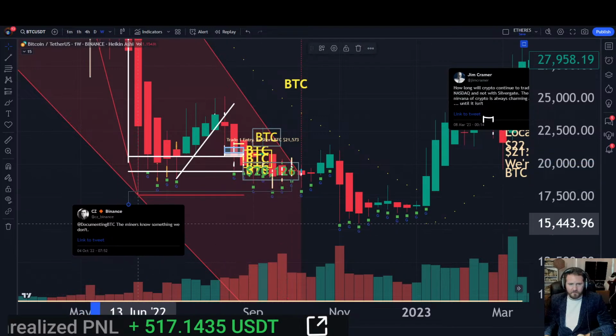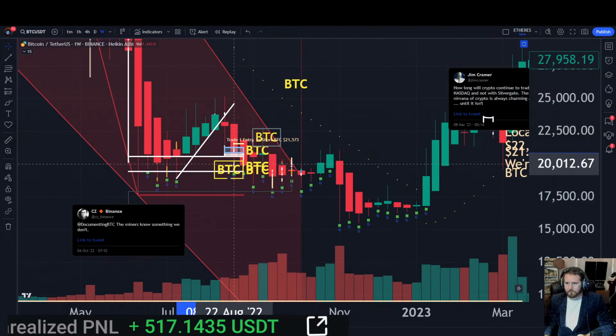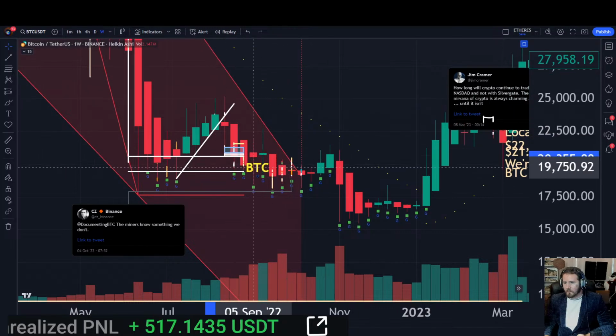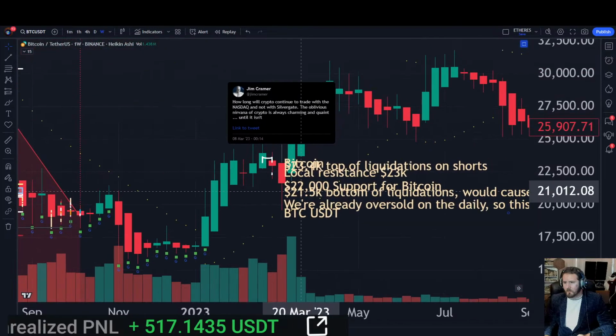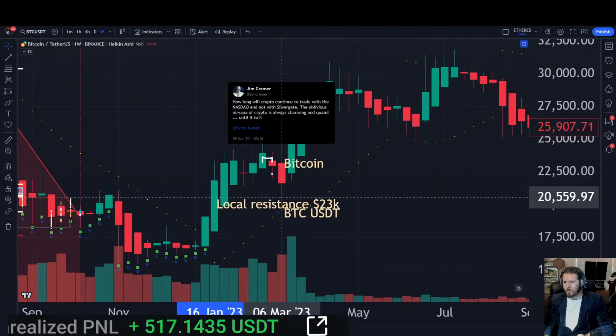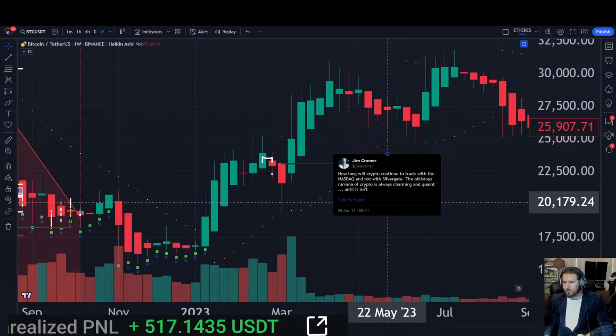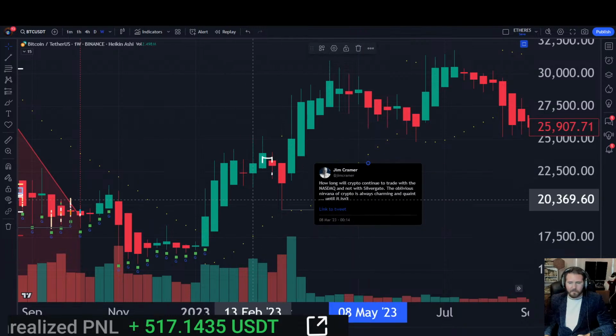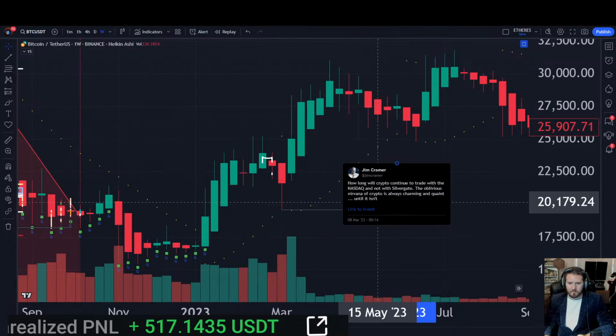I think this guy's in prison right here. I have to double check. Man, Kramer tweeted at the bottom right here and then it started bouncing. It's very funny.